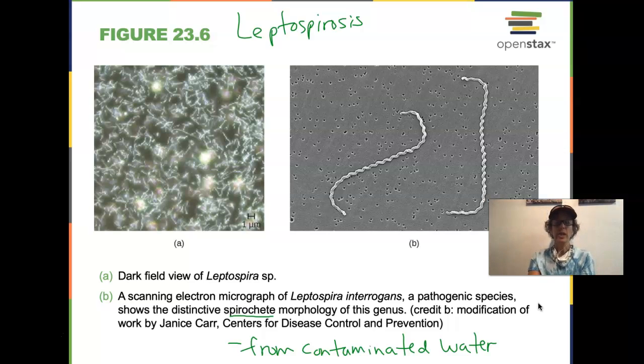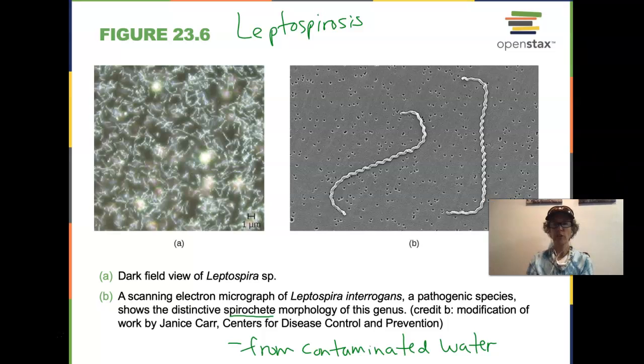This slide is showing Leptospira interrogans. What a crazy name. It causes leptospirosis. We contract this from contaminated water, primarily from water contaminated with urine from animals that have been infected with the Leptospira. This can be a very serious disease in our pets, so vaccination against leptospirosis is very important.